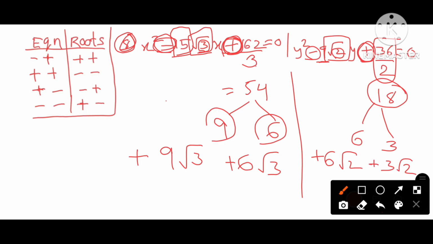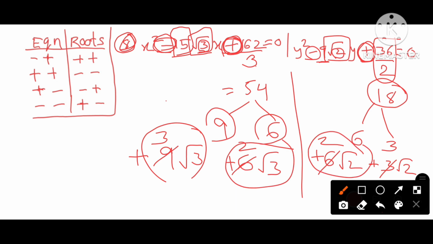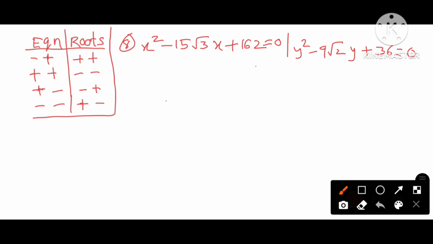Okay, now we need to compare the x roots and y roots. Before that, in every number we see 3 as common: 3 three times, 3 two times, 3 two times, and 3 one time. So the roots we got are 3 root 3, 2 root 3, 2 root 2, and root 2. So in x we finally have 3 root 3 and 2 root 3, and in the y equation the roots we got are 2 root 2 and root 2. Now we need to compare x with y.